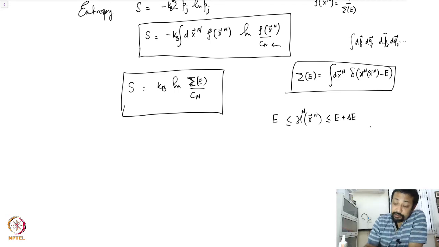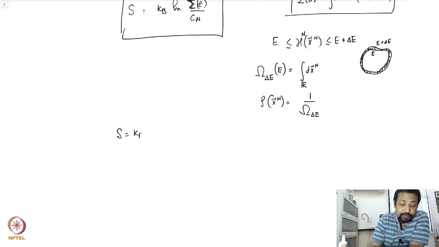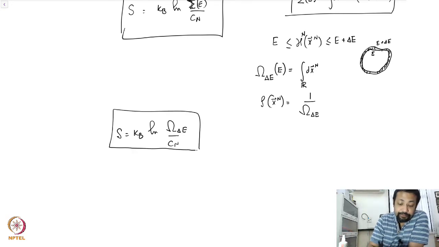If that is the case, then the surface area that we are considering is now replaced by the volume contained within the shell defined by E and E plus delta E. So I now have omega of delta E as a function of E, as the integral dxn over this region, and your probability density rho of xn is just going to be 1 over omega delta E, so that your entropy is going to be kB ln omega delta E over cn. Right?